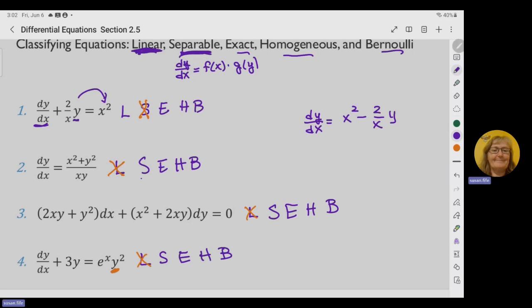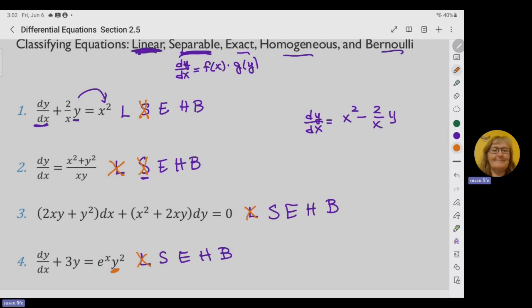So I'm on number 2 for separable. I do have my derivative by itself, but if I look at the numerator, x squared plus y squared is the sum of squares, which does not factor. So you cannot separate the x's and the y's.